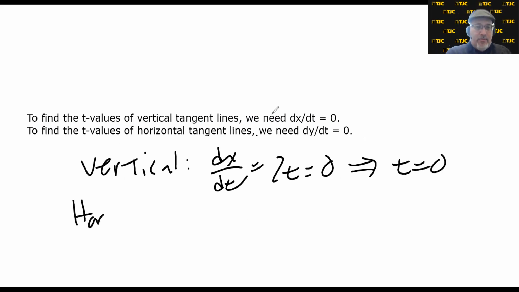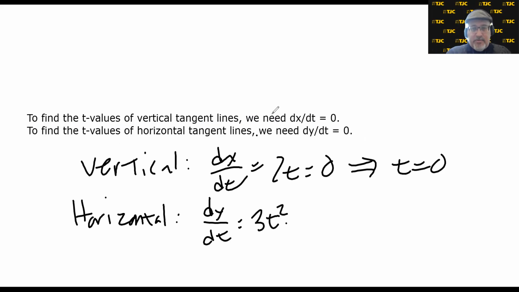And for horizontal, we've got just a little bit more work to do because dy/dt, which was 3t squared minus 3, is quadratic, which means we have to do a little bit of factoring or quadratic formula, but this is easy to factor. We could also just straight up solve for t. Why don't we just do that? If we add 3 to both sides, we get 3t squared equals 3. If we divide both sides by 3, we get t squared is equal to 1. And if we square root both sides, we don't get t equals 1, we get t equals plus or minus 1.